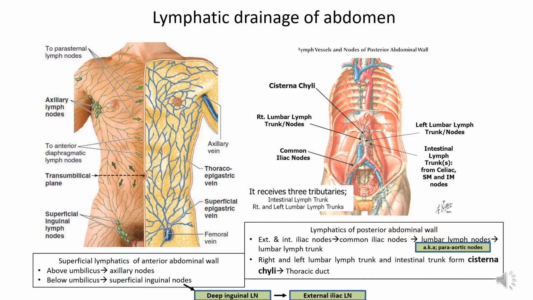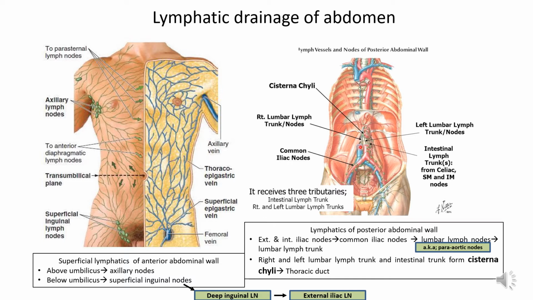For deeper lymphatic drainage, lymph from the external iliac lymph nodes is drained by the common iliac nodes, which then drain the lymph to the lumbar lymph nodes or para-aortic nodes. These nodes lie on the posterior abdominal wall along the abdominal aorta. Efferent vessels of lumbar nodes drain the lymph into lumbar lymph trunks.